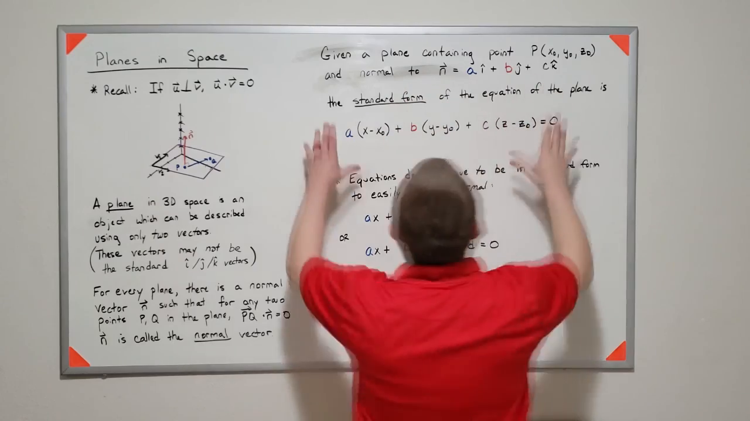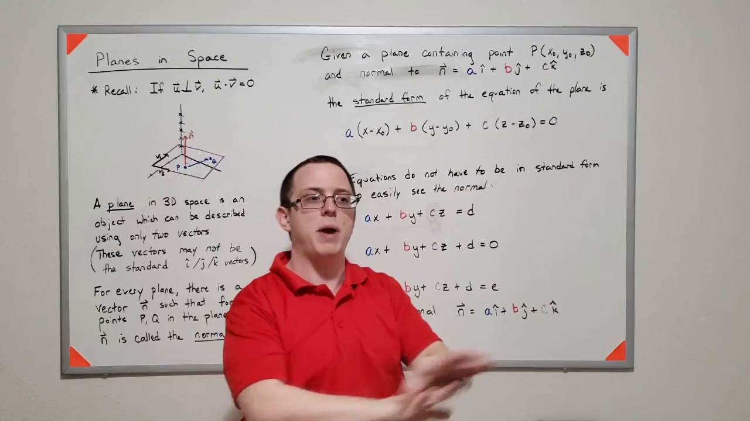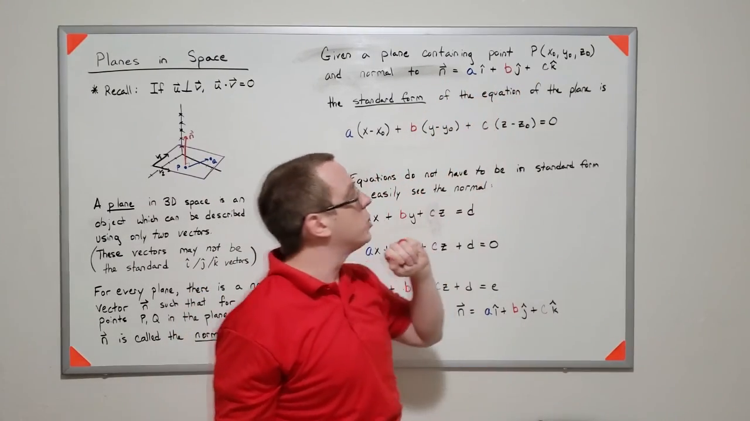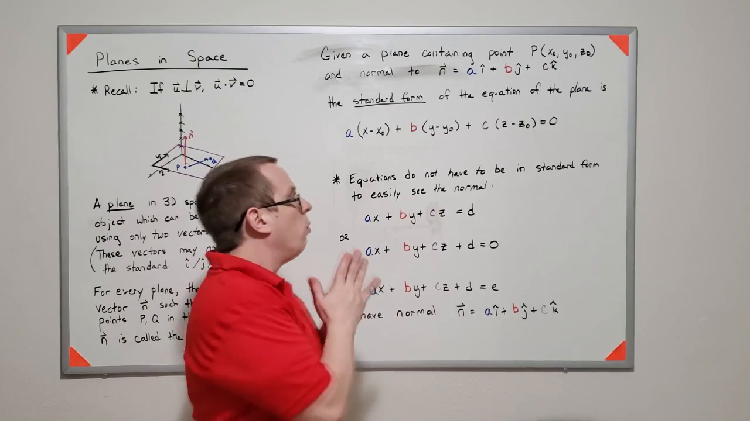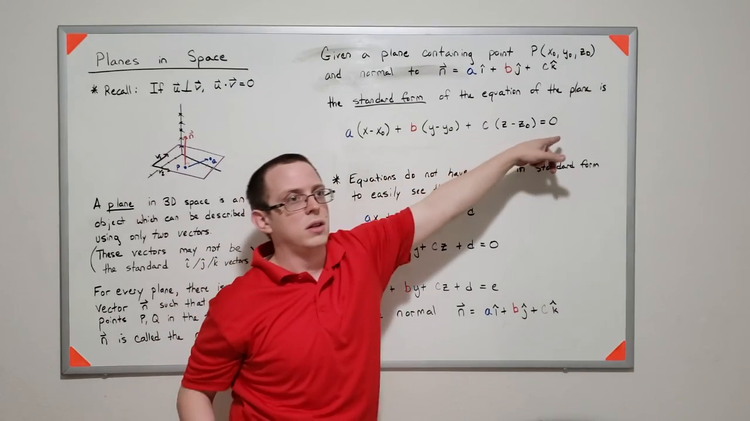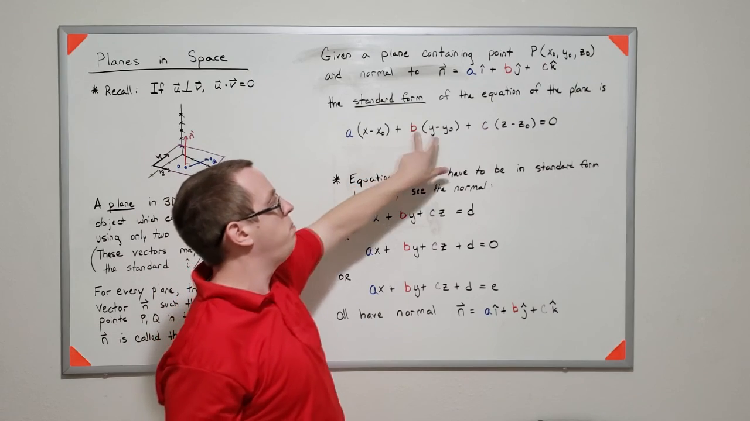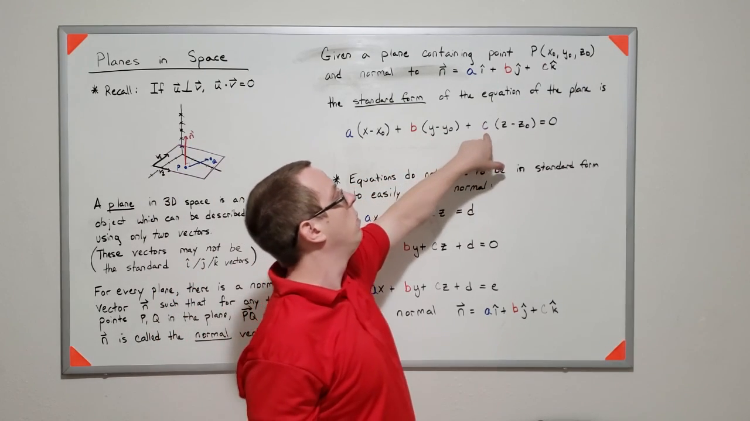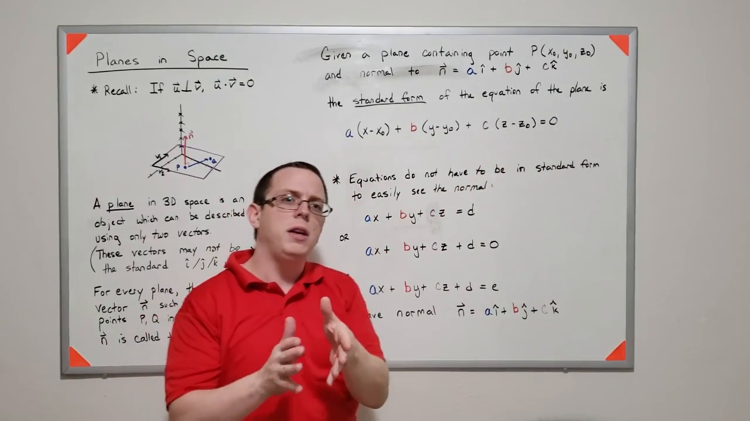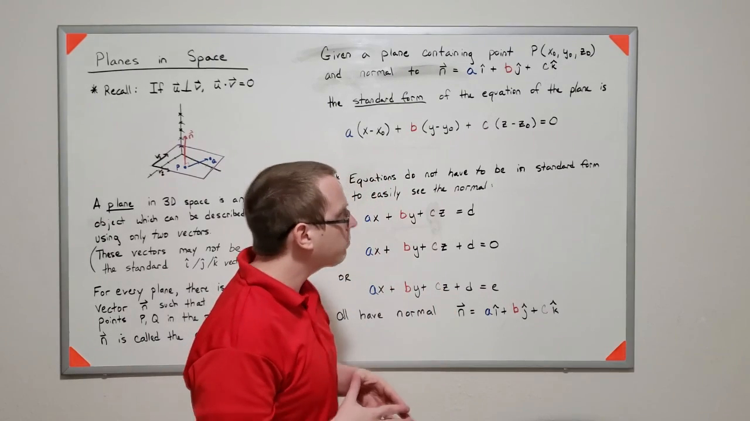So if we move over here, what we see is that if I know a point in the plane, some x0, y0, z0, it doesn't matter, it's any point in the plane, and I know what the normal vector looks like, then I can write this in a standard form. I say a times (x minus x0), b times (y minus y0), and c times (z minus z0) equals 0. And you may think to yourself, why does that have to be equal to 0? Why is that the standard equation of the plane?